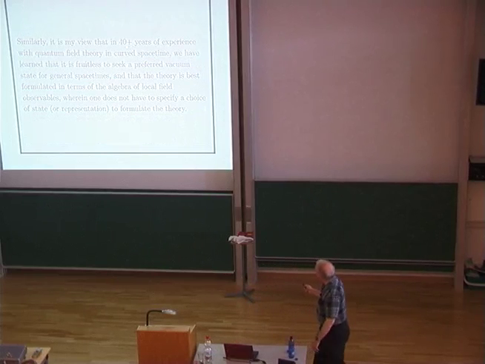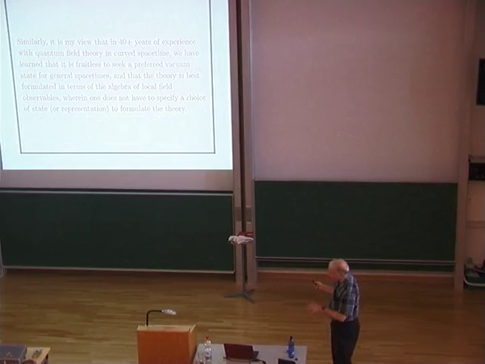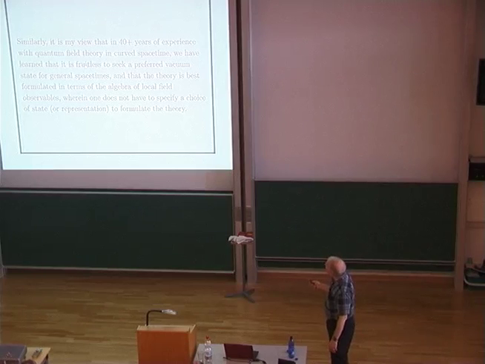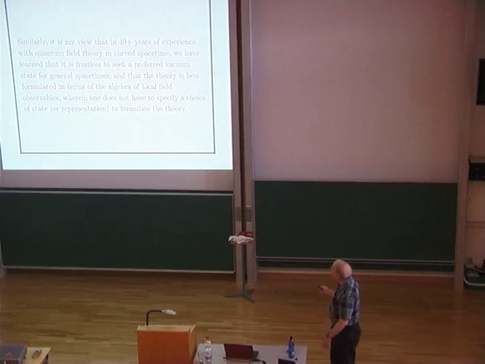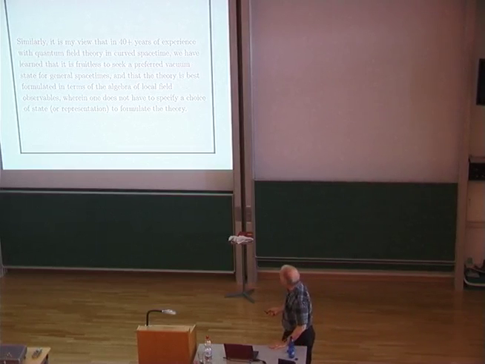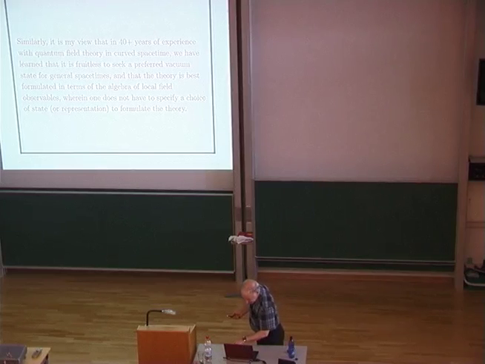My feeling is that although only about 40 years has passed with people trying to do the same kind of thing in curved space-time, I think it's reasonable to conclude that it's fruitless to look for a preferred vacuum state in general space-times. Indeed, it's best to formulate the theory in terms of an algebra of local field observables, where you don't have to introduce a state or representation at the outset to formulate the theory. You have the formulation of the theory with the specification of the algebra of local field observables.